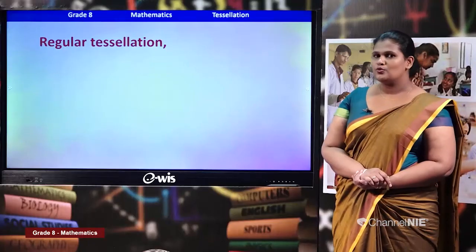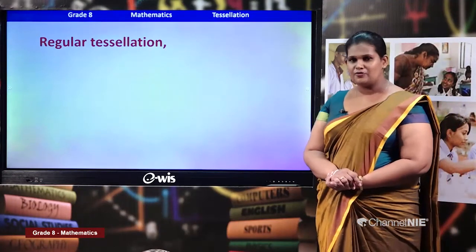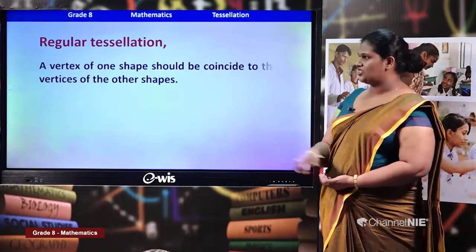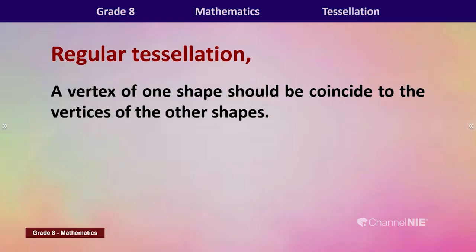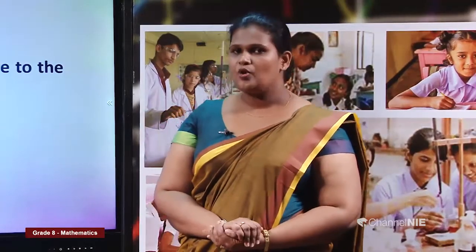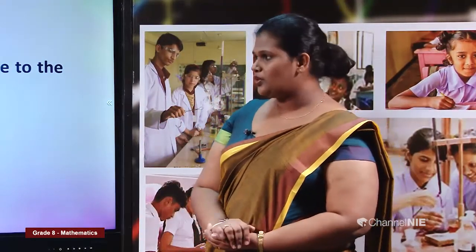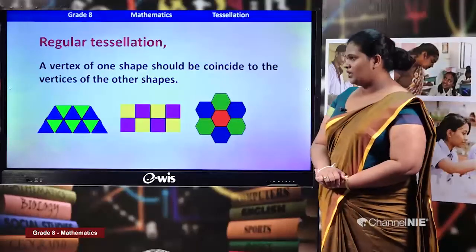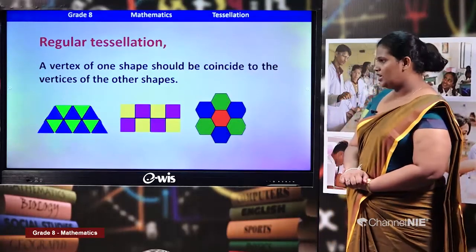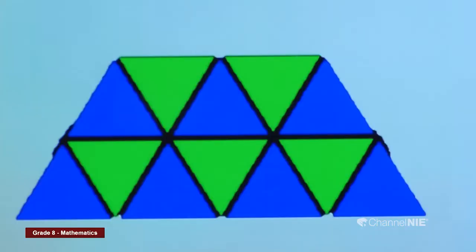Next I am going to move on to the second point that we have learned under regular tessellation. That is, a vertex of one shape should coincide with the vertices of the other shapes. What does that mean? I am going to explain it now. So, have a look at these pictures. What can you see? We will take the first one. What can you say about the vertices? There, all the vertices coincide on one point.